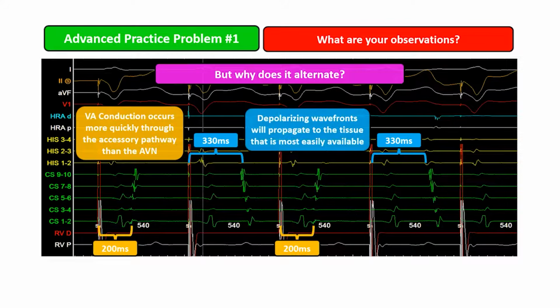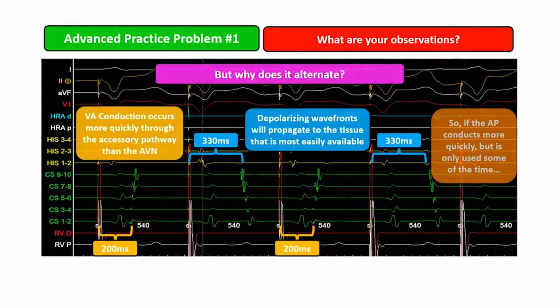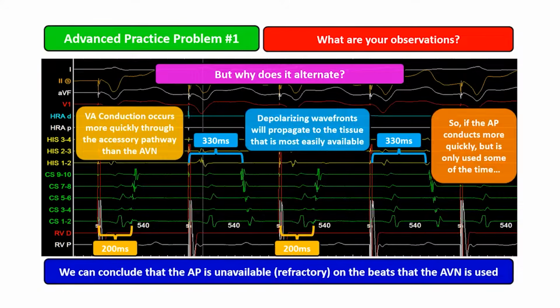Now, the thing that you need to know is that depolarizing wavefronts propagate to the tissue that is most easily available. They go to the path of least resistance and fastest conduction. So, if the accessory pathway conducts more quickly, but is only used some of the time, we can conclude then that the accessory pathway is unavailable or refractory on the beats where the AV node is used for retrograde VA conduction. Here, we've characterized the accessory pathway retrograde block cycle length, or the cycle length where the accessory pathway will no longer conduct one-to-one.